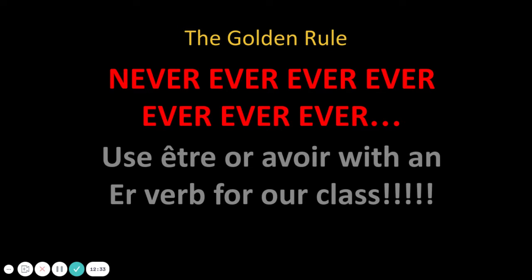So the golden rule is this. Never, ever use être or avoir, any of their forms, with an ER verb in our class. There are some exceptions way down the line, but right now, never, ever do it. Otherwise, people don't really know what you're saying. They know you made a mistake, but they don't know what mistake you made. So it could be a little confusing. So never, ever, ever use any être or avoir forms with these ER verbs. Remember, even though we do in English.